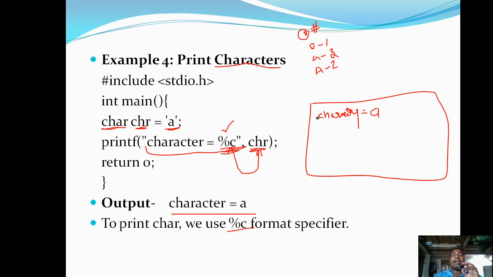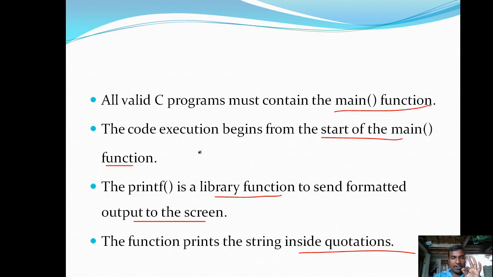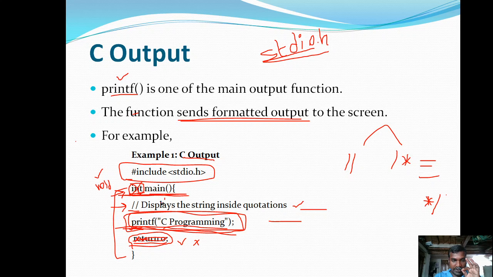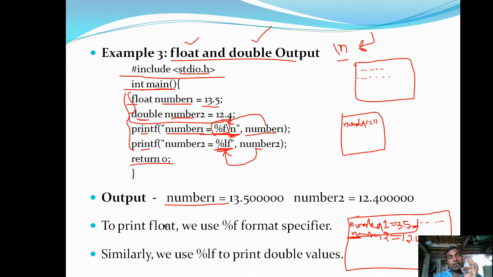In this way, you can print integer, fractional, and character values. If you want to print any string, you can simply write inside the double quotes whatever string you want to print. That was discussed in the first example. Here, inside the printf, inside the double quotes, C programming is a string. A string can be printed directly by writing it between the double quotes. There is no need to use any format specifier here. If you want to print a character array, that will be discussed in the upcoming sessions.